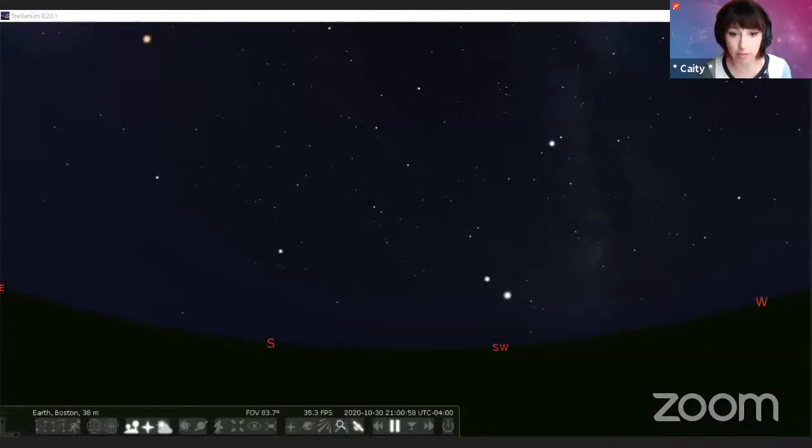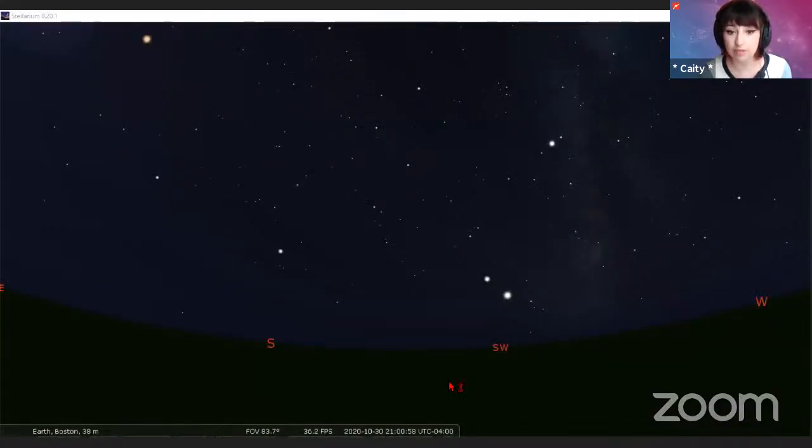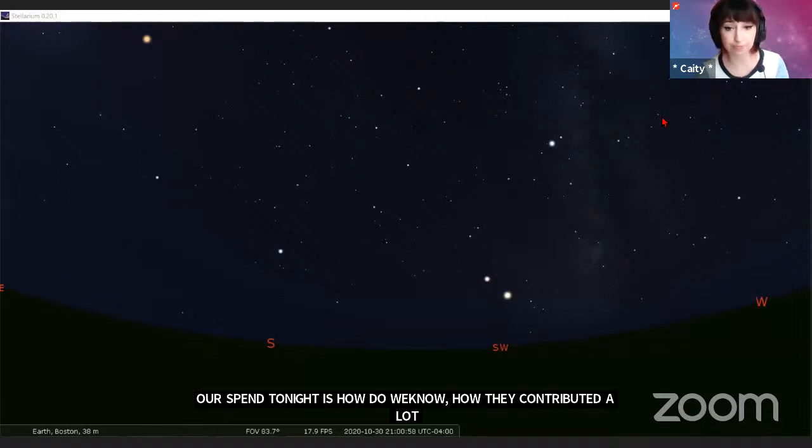That is the program I'll be using today. It is totally free and open source. If you're interested in downloading the software, you can go to stellarium.org and download it there. We will have the link for you at the end of the show.